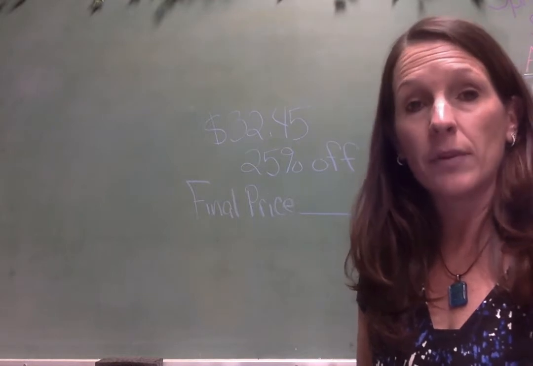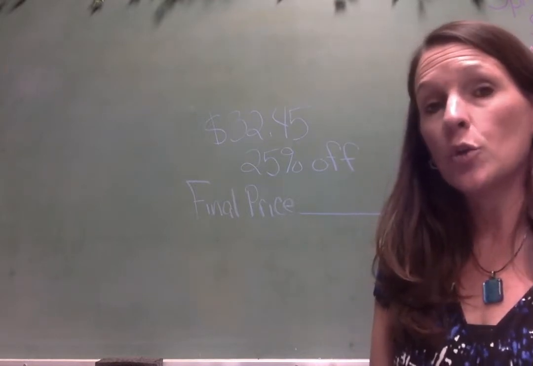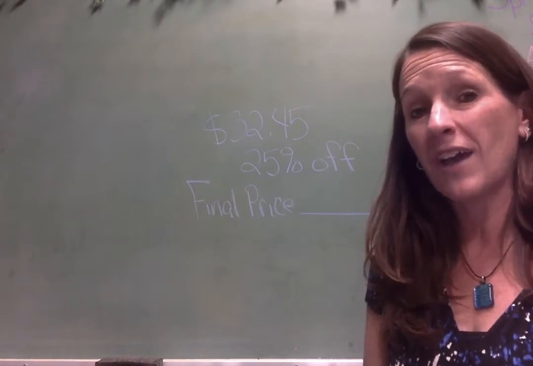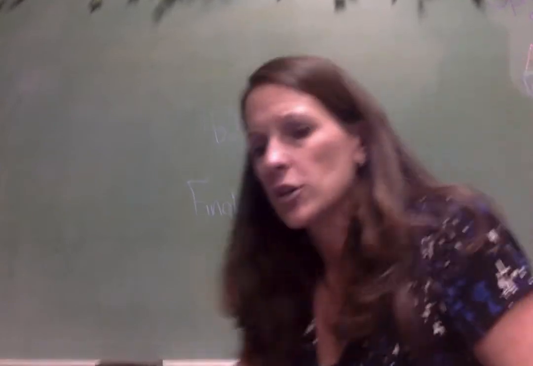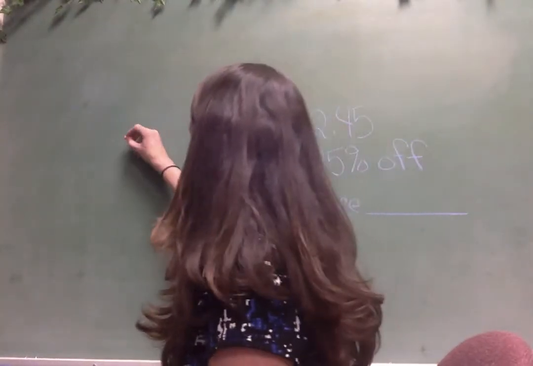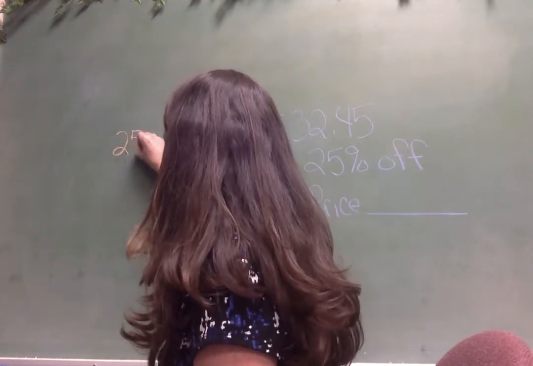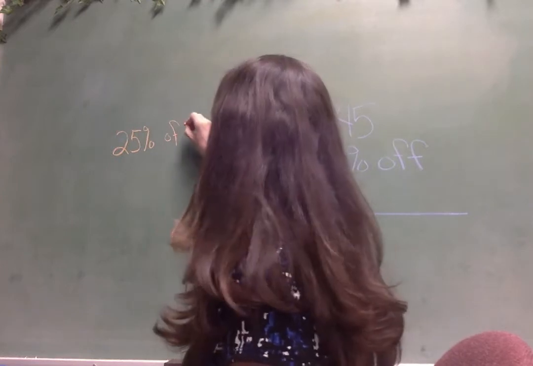So the first step that you're going to follow is just what we did in the previous module. You are going to determine what 25% of $32.45 is. So let's do that first. I need to figure out 25% of 32.45.